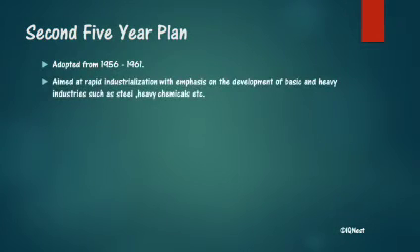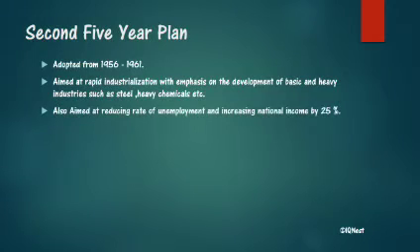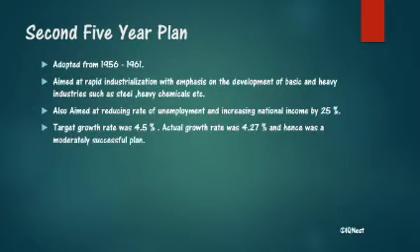1961. It aimed at rapid industrialization with emphasis on the development of basic and heavy industries such as steel, heavy chemicals, etc. It also aimed at reducing the rate of unemployment and increasing national income by 25%. The target growth rate was 4.5%. However, the actual growth rate was 4.27%, and hence it was a moderately successful plan.